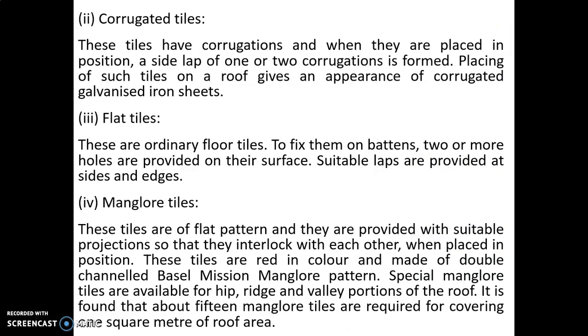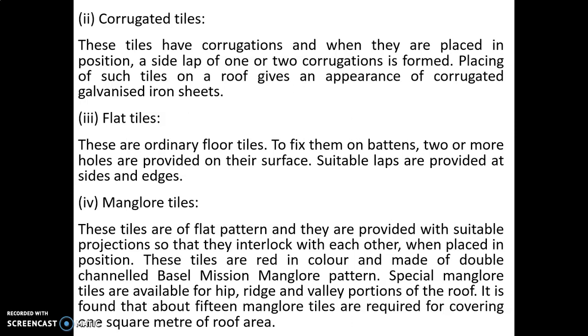Corrugated tiles. These tiles have corrugations and when they are placed in position, a side lap of one or two corrugations is formed. Placing of such tiles on roof gives an appearance of corrugated galvanized iron sheets. Flat tiles. These are ordinary floor tiles. To fix them on battens, two or more holes are provided on the surface. Suitable laps are provided at sides and edges.